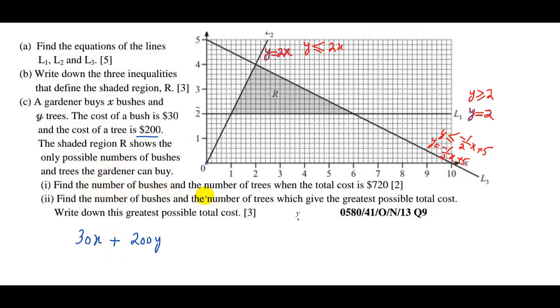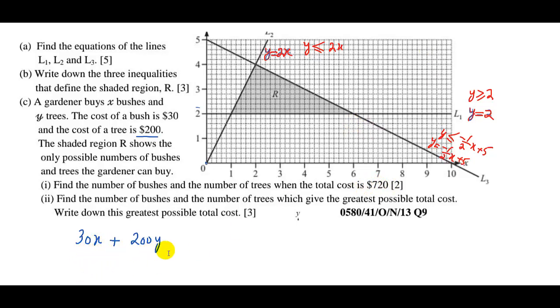Find the number of bushes and the number of trees when the total cost is 720. As we don't have to find a maximum or minimum. In case there is a maximum and minimum, then we use only corner points. But right now it is not the case of maximum and minimum. So we will check all the points, whether they are in the region or on the border of the region. And we put x and y in one by one and see where the cost is 720.